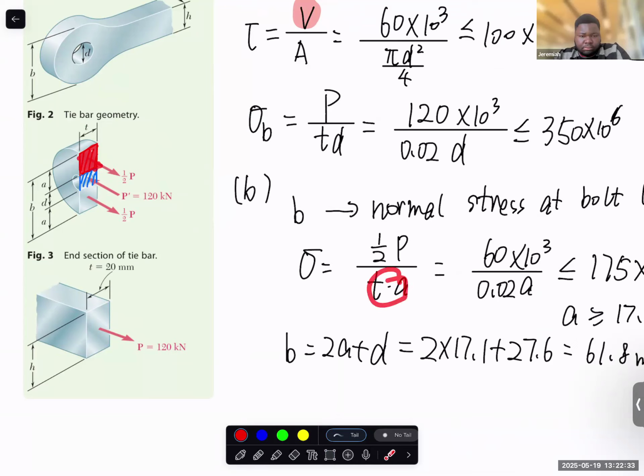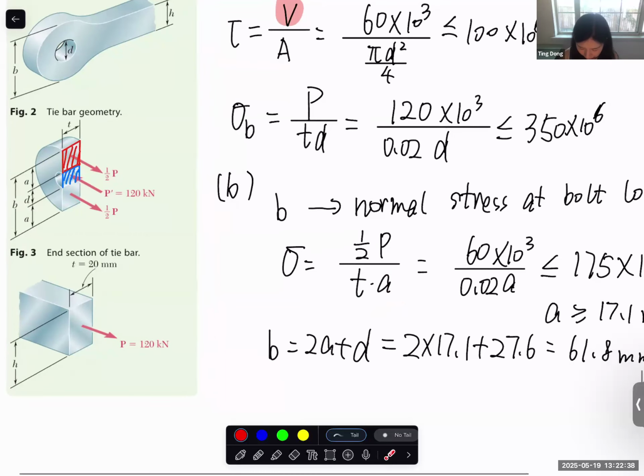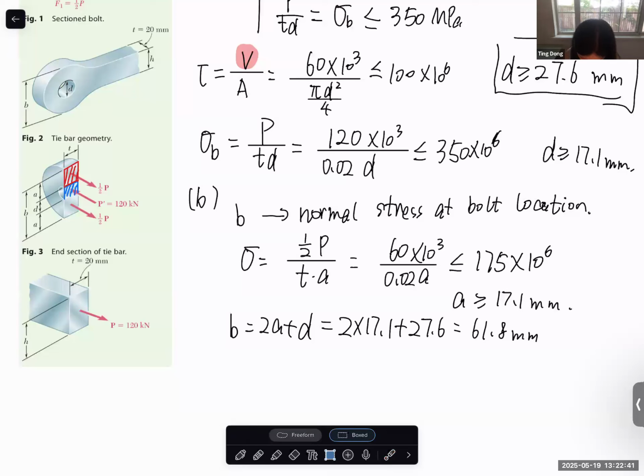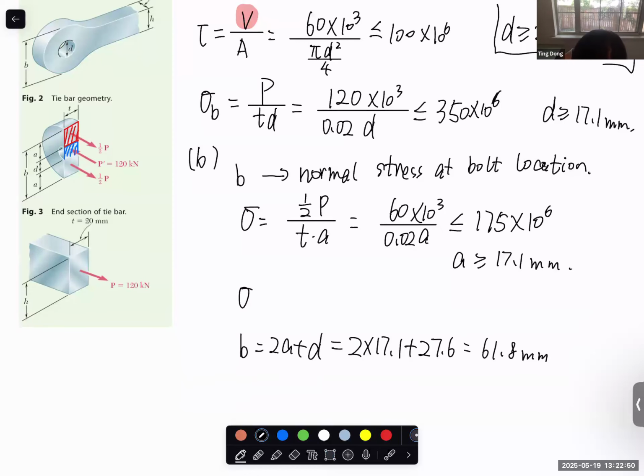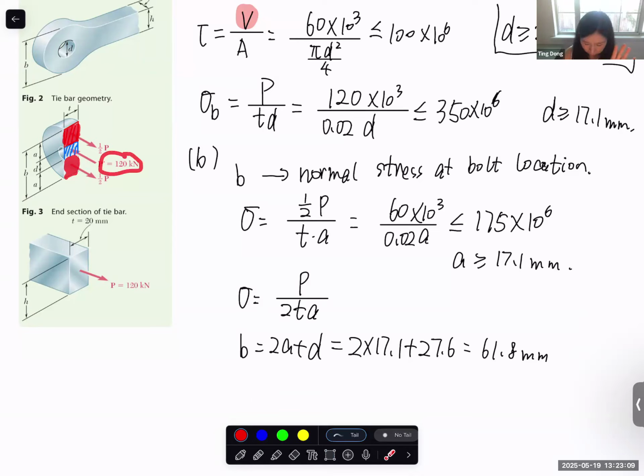And the area I use, again, is this area. But of course, you can also do it in this way. It's also correct. Now I consider here plus here. If I consider these two at the same time, the tensile force carried by these two areas becomes P, and now I divide by two areas. In the end, you get the same answer.